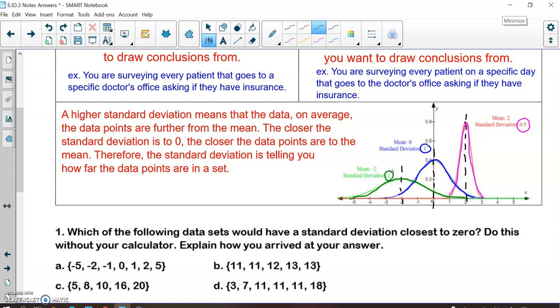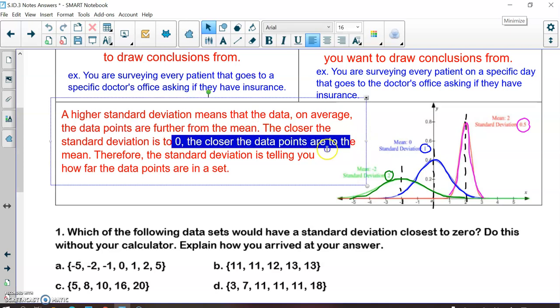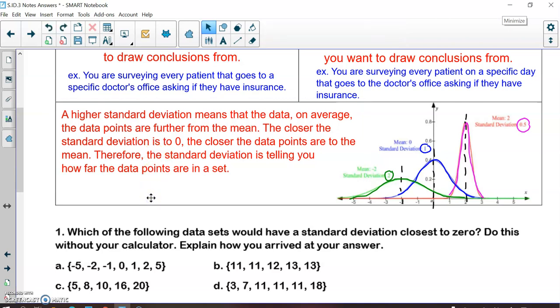So if you have your data points very closely clustered together, then your data set will have a low standard deviation. As opposed to if your data values are far away from one another, then your data set will have a high standard deviation. Now, the closer that the standard deviation is to 0, the closer the data points are to the mean. So the standard deviation is basically just telling you how much variability there is in your data set.